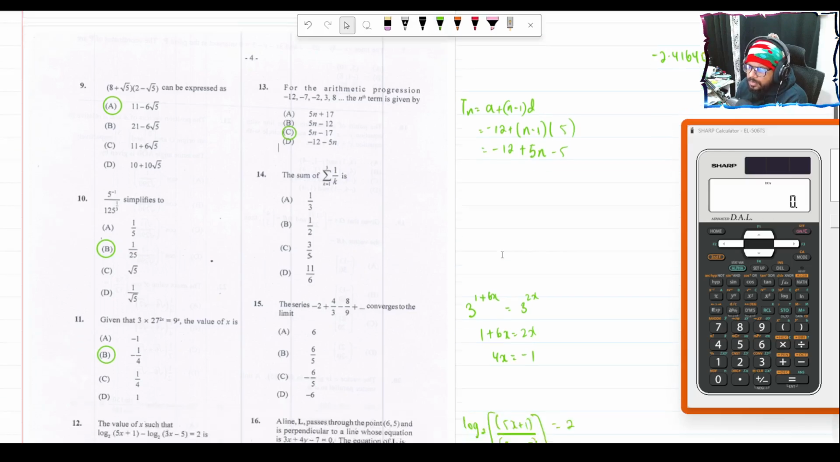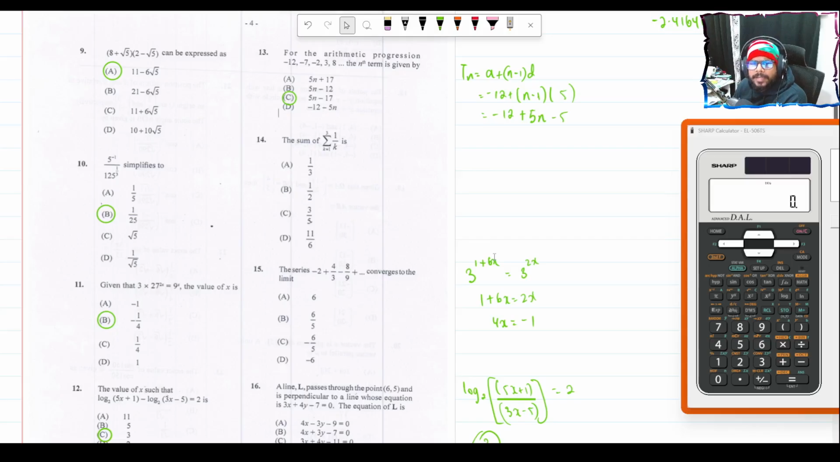Alright, the sum of this, we did this one already. I think this one was 11 over 6. This is going to be 1 over 1 plus 1 over 2 plus 1 over 3. So 1 plus a half plus a third. 1 and 5/6, or 11 over 6.